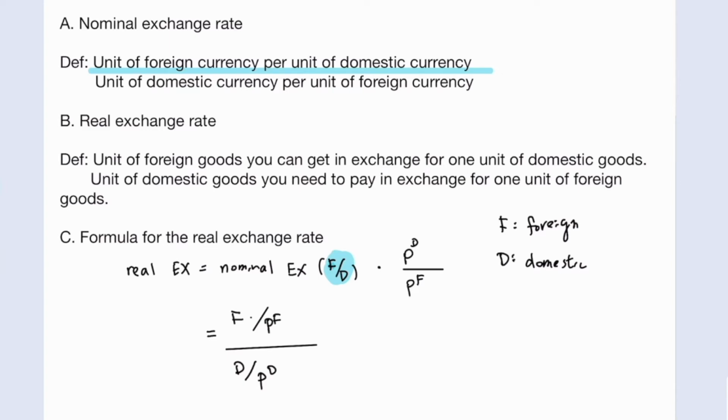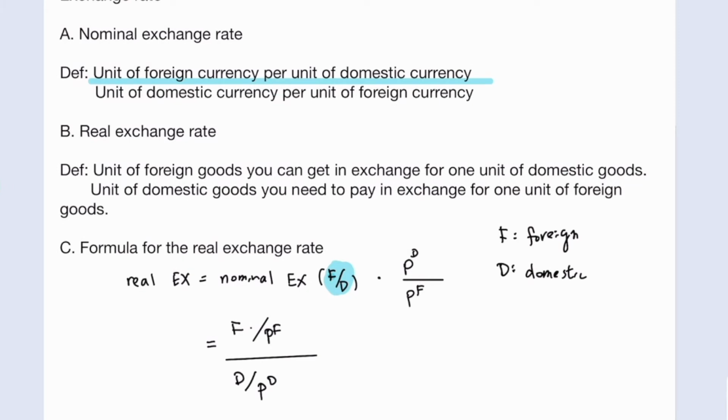If you divide it by the price, then it will be the domestic currency in real terms. Therefore, the numerator becomes the real foreign currency, and the denominator will be the real domestic currency. Therefore, the ratio becomes how many units of real foreign currency we are going to get per unit of the real domestic currency. When we say real domestic currency, you can think about it as the goods produced domestically.